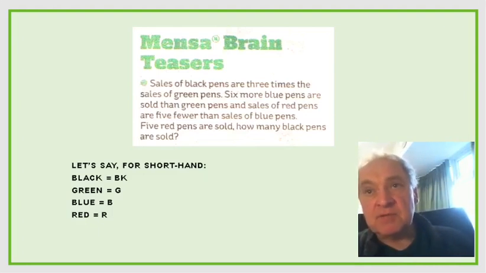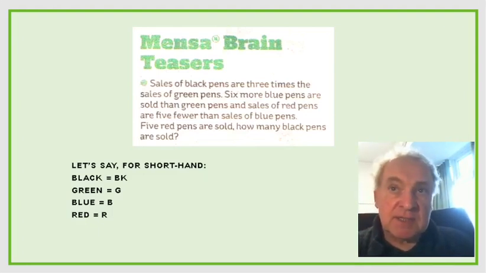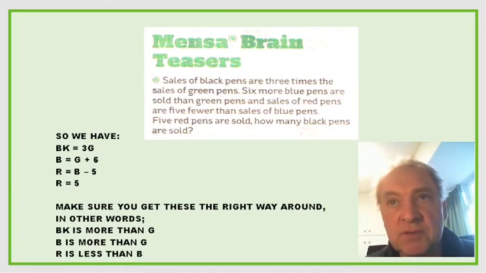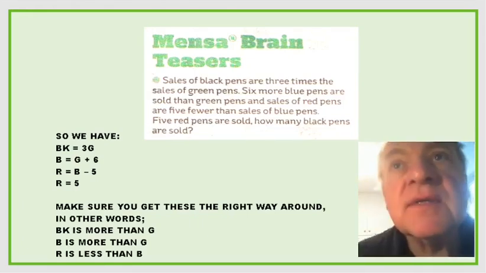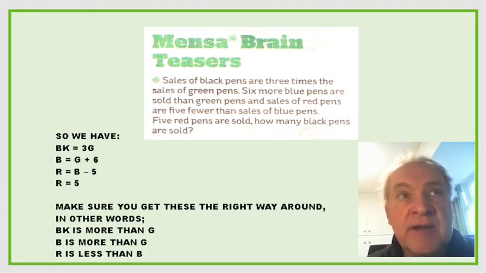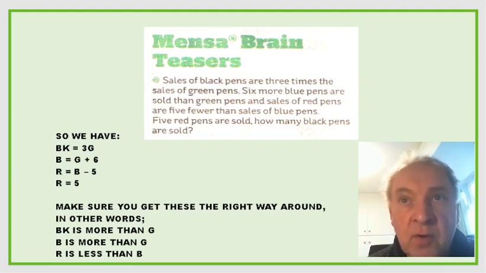So let's say, doing the equations way first, you use a little bit of shorthand. Let's say that black is called BK to distinguish it from blue. So black is BK, green is G, blue is B, red is R. If you read it through from top to bottom, black is 3 times the green. Blue is green plus 6, so 6 more blue pens are sold than green pens. Red is blue minus 5: sales of red pens are 5 fewer than sales of blue pens. And then at the very end, we've got 5 red pens are sold.